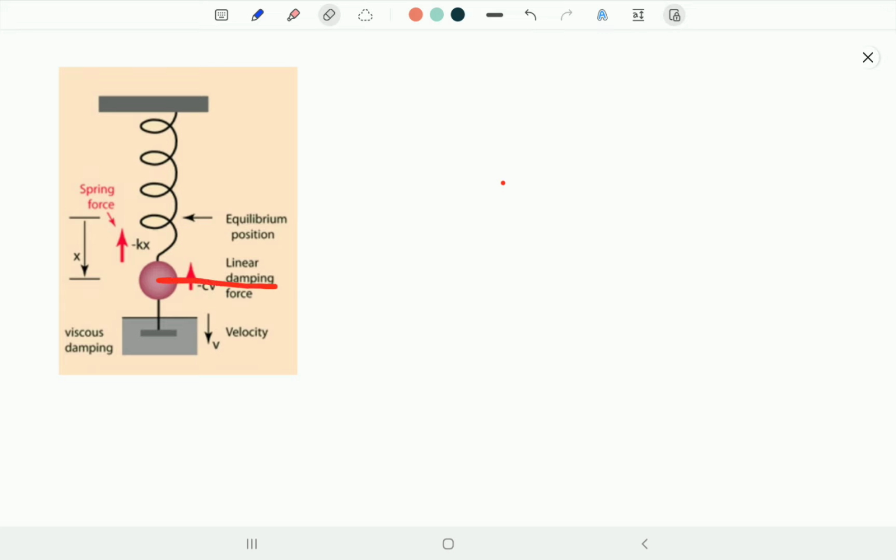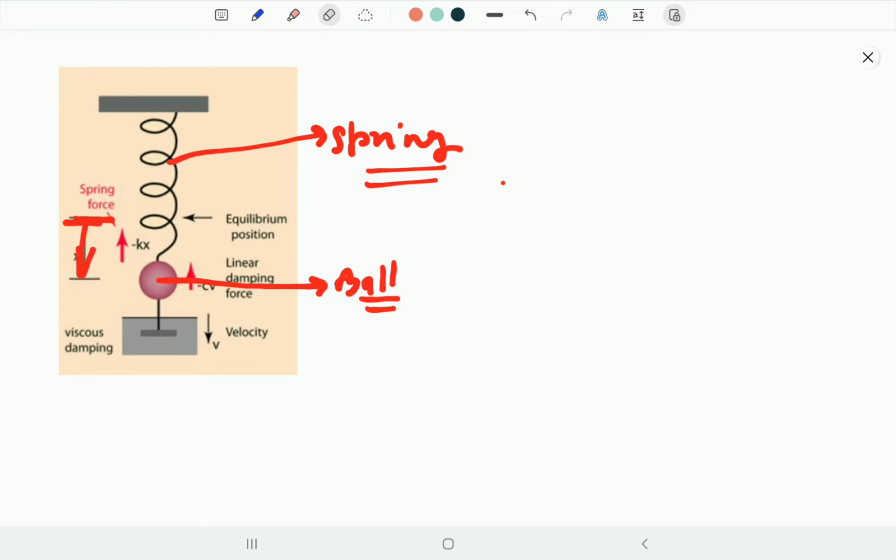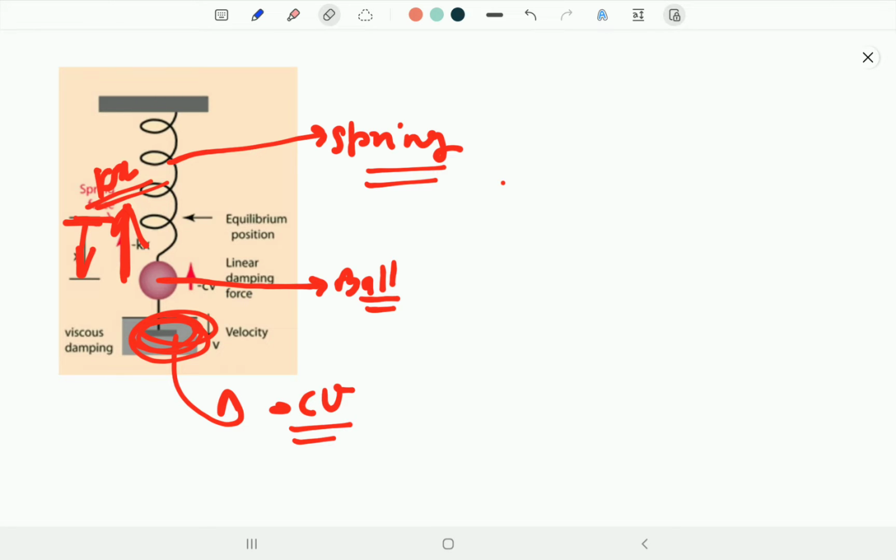So here you can see a ball. This is a massive ball, it is having some mass. A spring is attached to this ball, and this spring is pulled by a distance of x from the equilibrium position, such that the spring would experience a force in the upward direction, which is kx. The ball would also experience a force due to the viscous fluid, in the upward direction, which will be proportional to its velocity, cv.